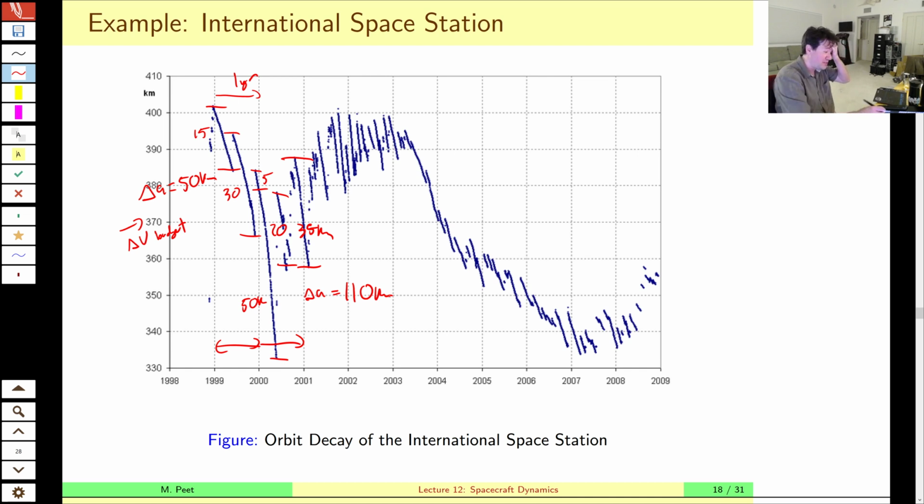So in one year, the natural decay of the orbit is 50 kilometers, and the next year, the orbital decay is 110 kilometers. And then we can actually go over here into another year, let's say this year over maybe here, and we could estimate that the delta A is only 20 kilometers or something like that, maybe 25.